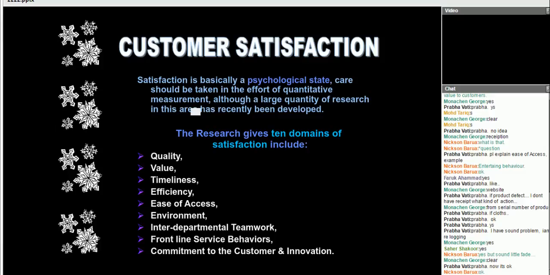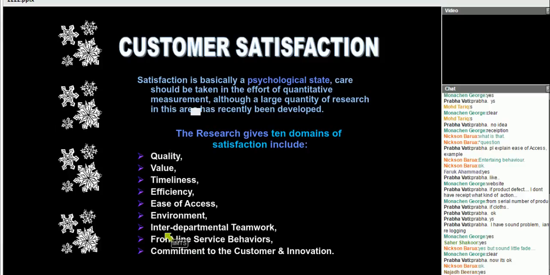Okay, fine. So we were here till frontline service behaviors. So we have covered this. The last one is the commitment to the customer and innovation. Right, so the organization should always be committed to their customers regarding the service and the quality of the product, and the customer expects the organization to keep innovating new products so that they can come again to buy products. So these are the 10 parameters or 10 domains in which the customers generally focus for achieving satisfaction. Clear, everyone?